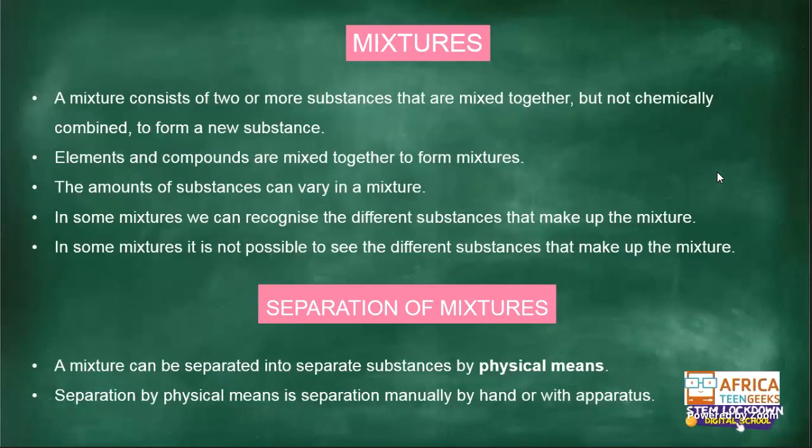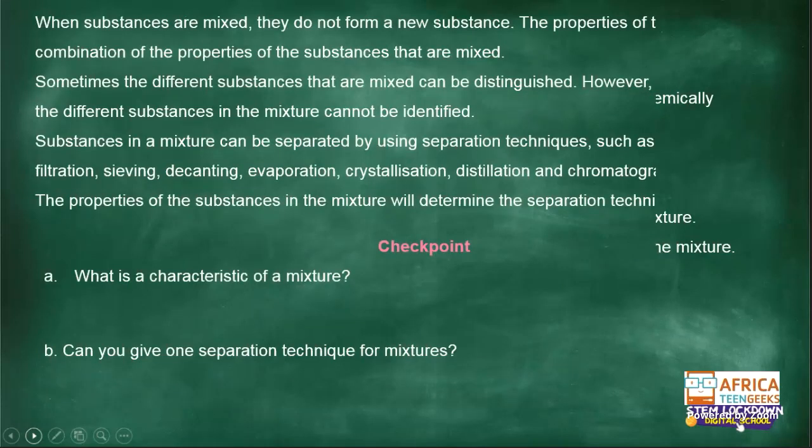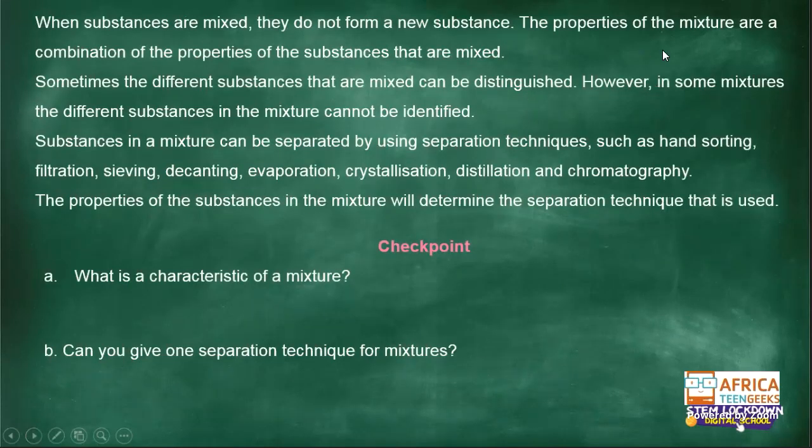Now you basically have different separation techniques for mixtures. These mixtures can be separated by physical means. Okay, physical means that you need to do it with your hand or some sort of separation instrument. Separation by physical means is separation manually by hand or with an apparatus. So some mixtures are mixed, and when they are mixed, they do not form new substances.